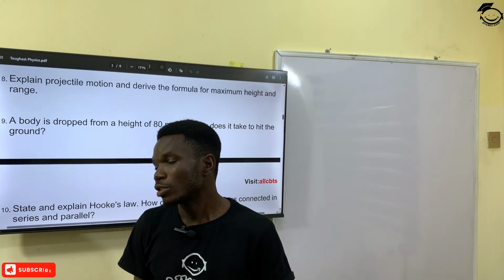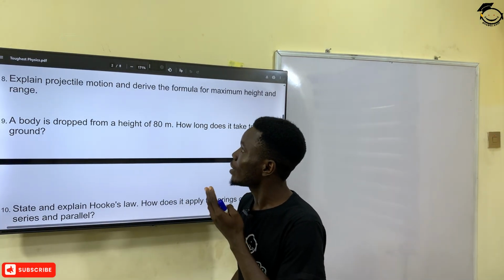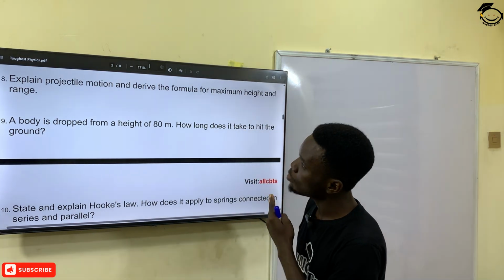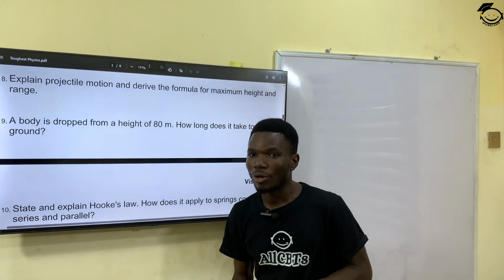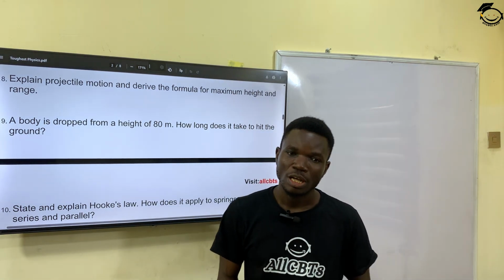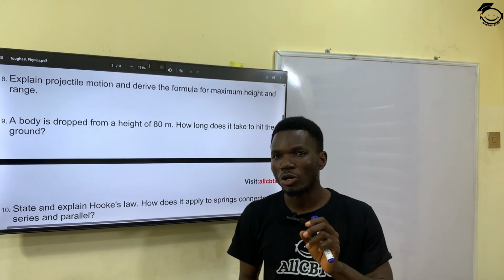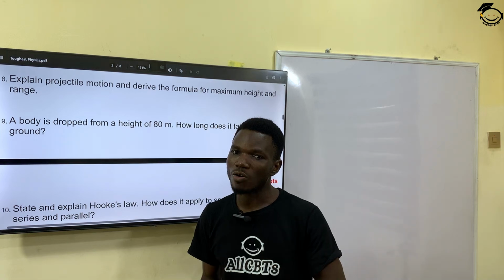This is the next question, question number 8, which says, explain projectile motion and derive the formula for maximum height and range. So we're going to derive the formula for maximum height and range. But first of all, what is projectile motion? Projectile motion is simply the motion of a body under gravity at an angle of theta.